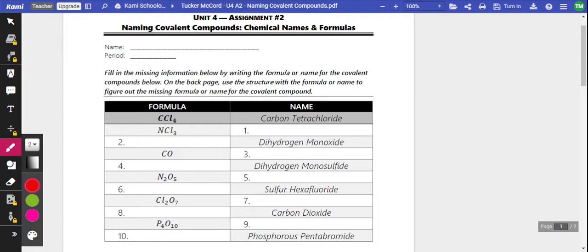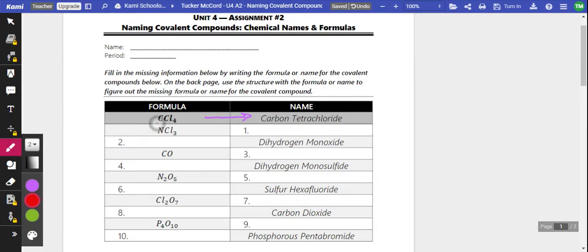Okay, so I'm going to do a couple examples on the first page, and then on the second page, I'll show you what doesn't get covered in the video from Tyler DeWitt, where we are looking at a structure, a drawing of a covalent compound, and using that to figure some stuff out. Okay, so let's take a look at this here. We've got the formula on the left side, which tells us how many atoms of each element are involved. And we've got the name on the right side that tells us how we put that in words.